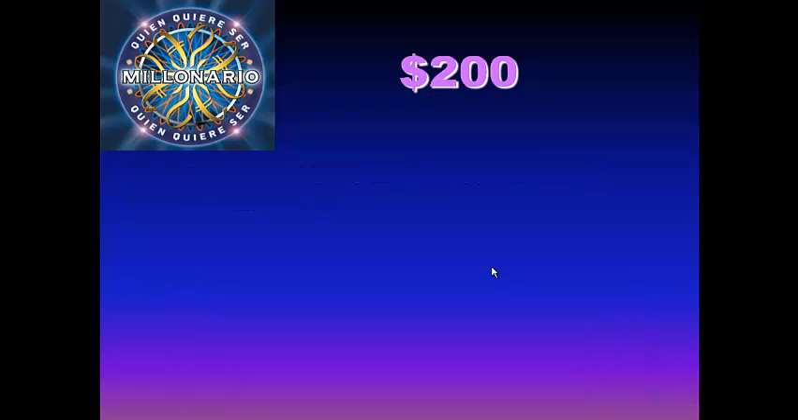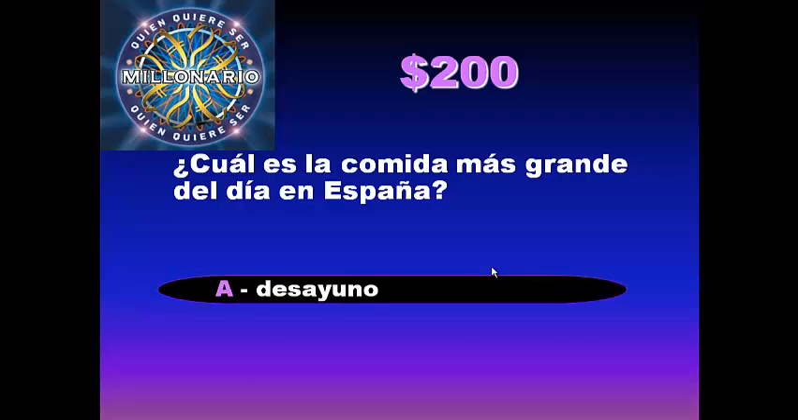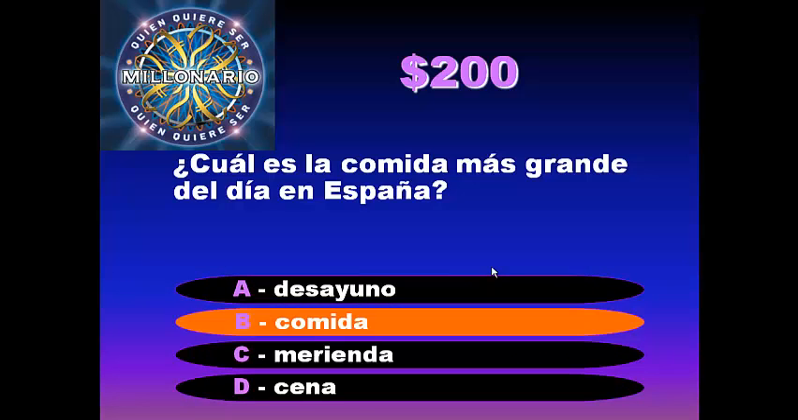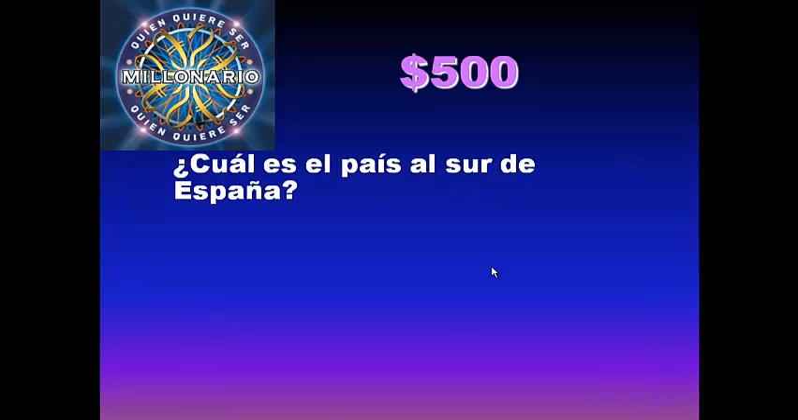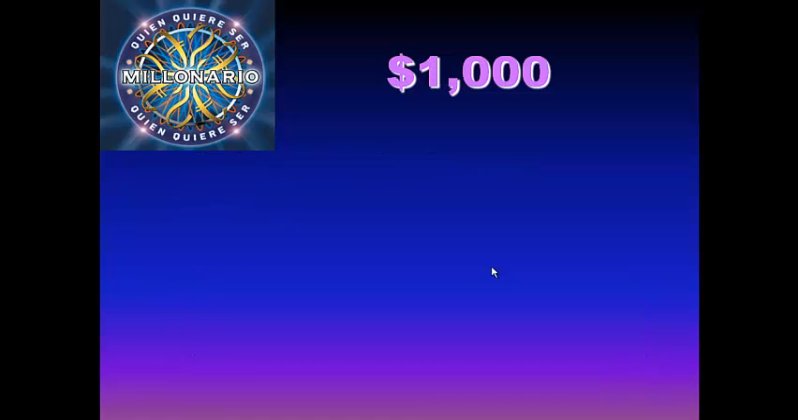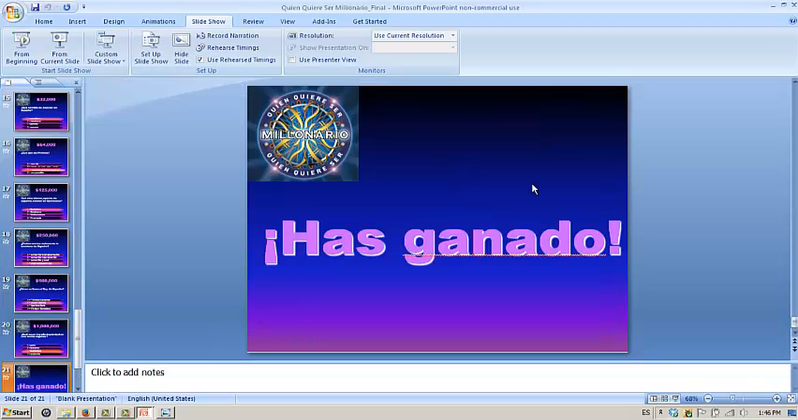You go to the next one for 200. ¿Cuál es la comida más grande del día en España? Desayuno, comida, merienda, o cena. Y comida. So you go all the way to the end, and you've got 14 complete questions with the has ganado at the end.